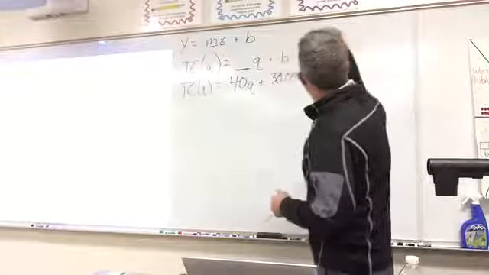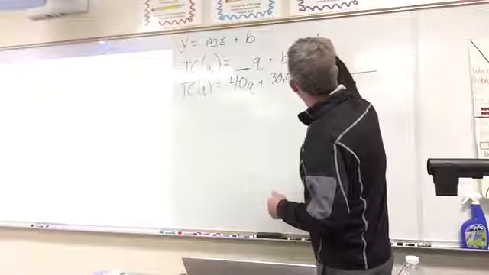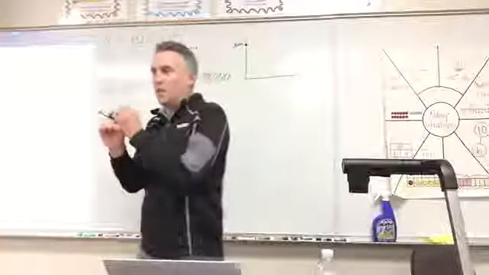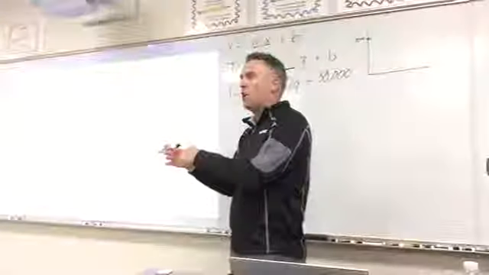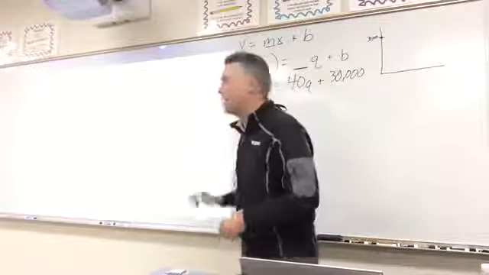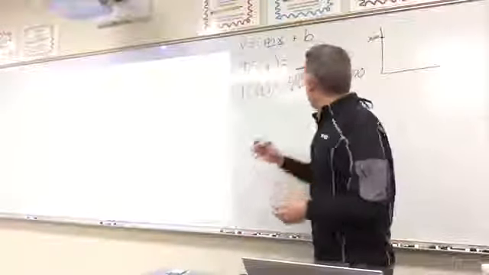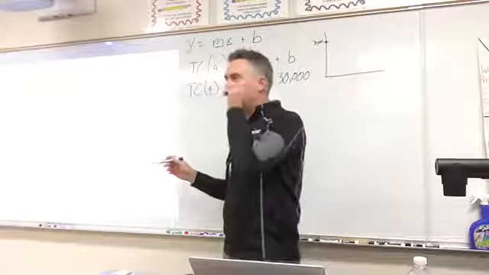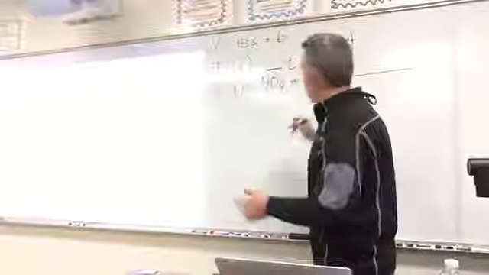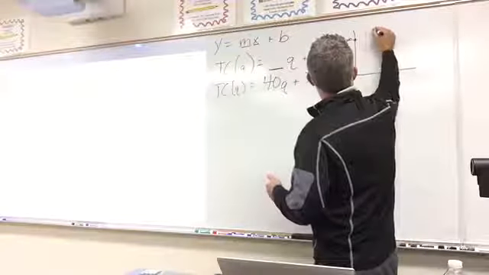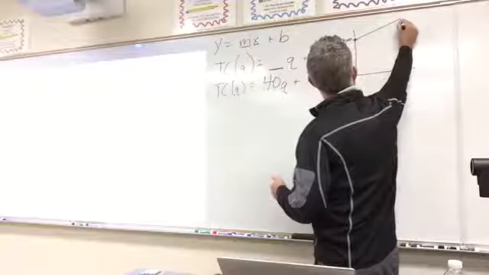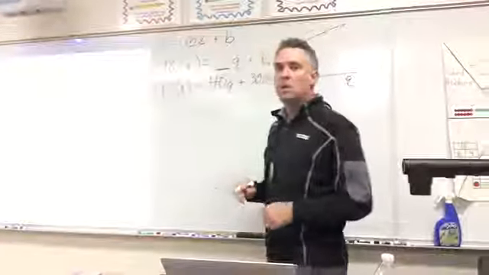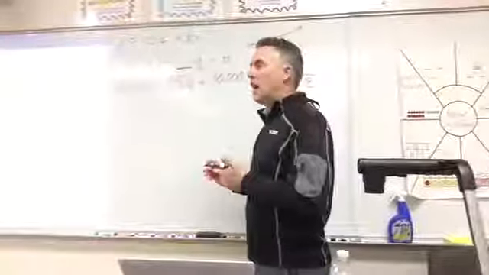If we were to graph that guy, it would look something like this. This would be 30,000. We would start right there, meaning if we produce 0 wheels, nothing, we're already in debt for $30,000 because it cost us $30,000 just to purchase the equipment. Now the line, is it going to go up or down? Up with a slope of 40. So over 1, up 40, over 1, up 40, and so forth. So the more wheels we produce, the higher the cost is going to get.